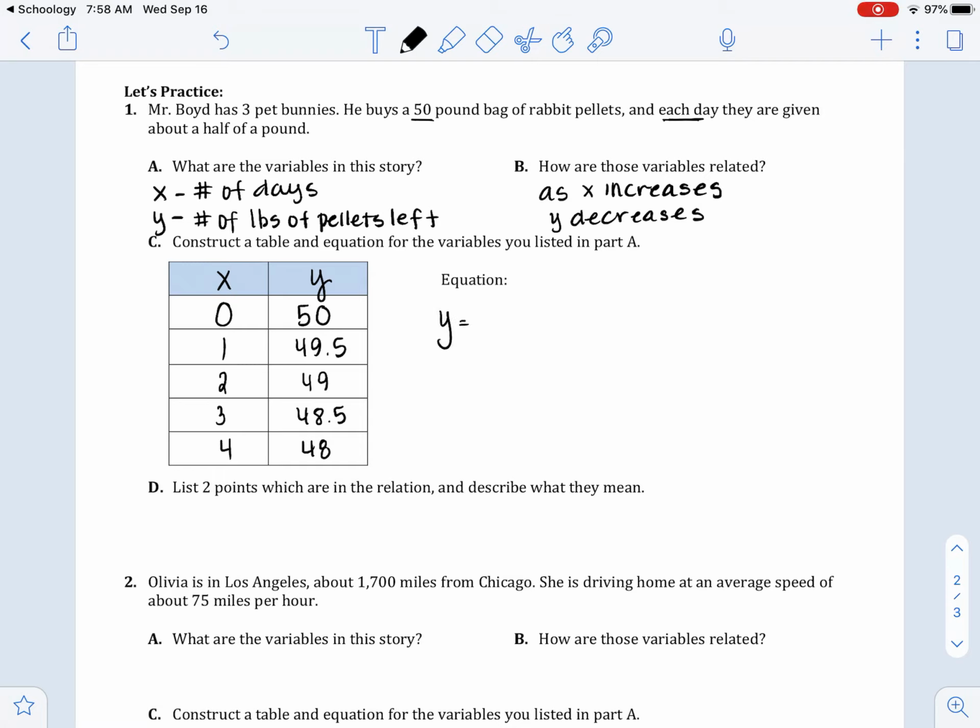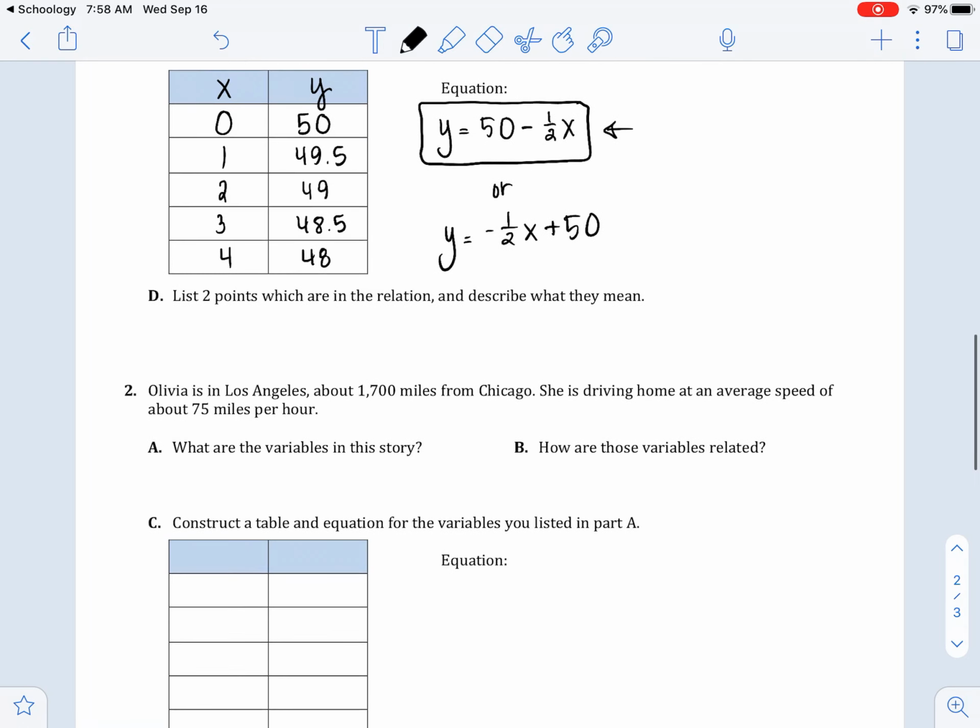All right, so let's write an equation for this. I have y equals, so he has that 50-pound bag, and he's losing a half pound every day, so minus 1/2. You don't have to use 1/2, you can use 0.5, but I'm going to keep it as a fraction, 1/2. Please realize this is the same thing as he's losing a half pound every day, but he had 50 pounds. I think most people will do this, though.